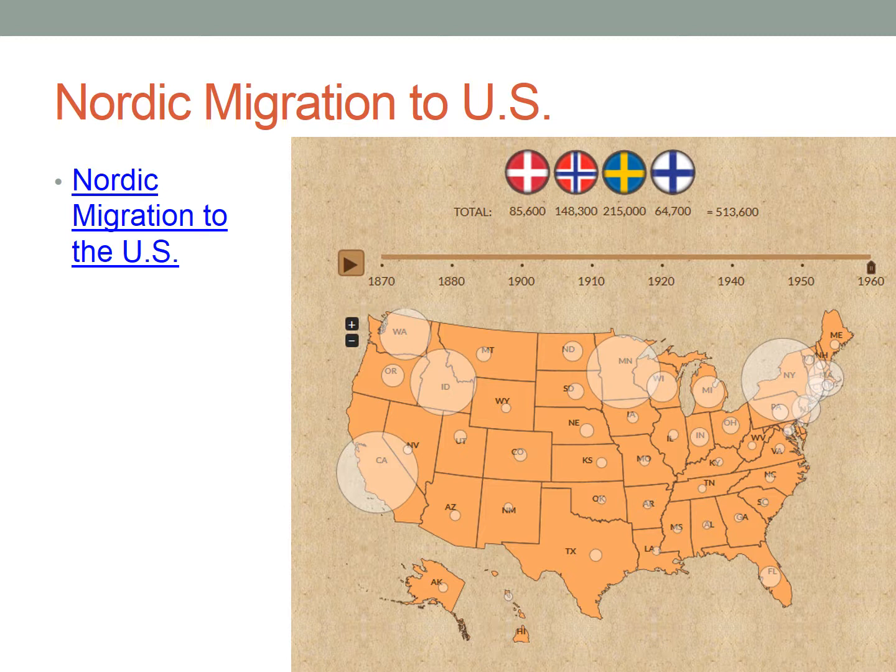Let's ask the questions that we always ask. First off, what type of map are we looking at? And at what scale are we looking at?